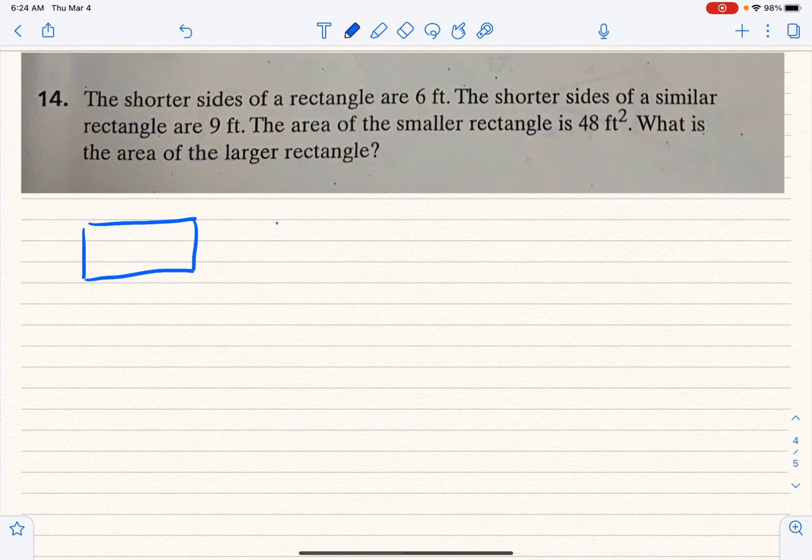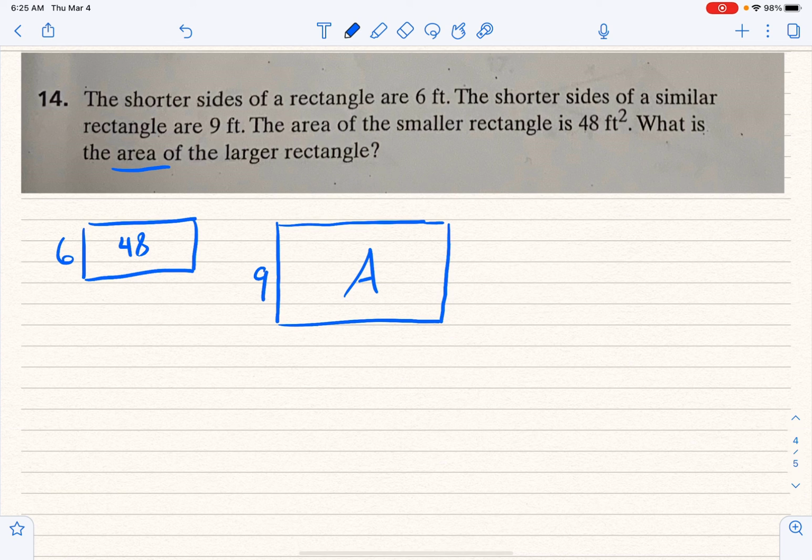Okay, so here's my smaller rectangle. Here's my little bit bigger rectangle. These are supposed to be similar. Mine sure don't look like it. So we're saying that this is 6 feet. This is 9 feet. The area of the smaller rectangle is 48. What is the area of the larger rectangle? That's what we're curious about.